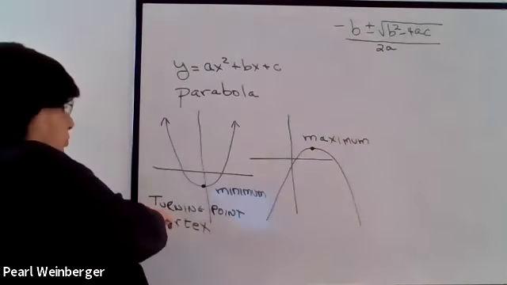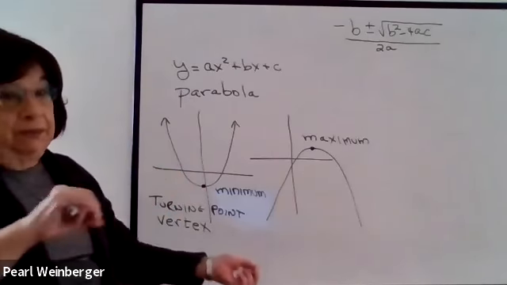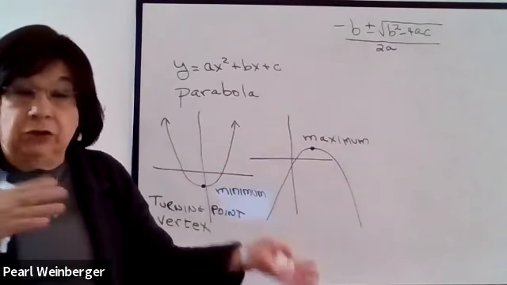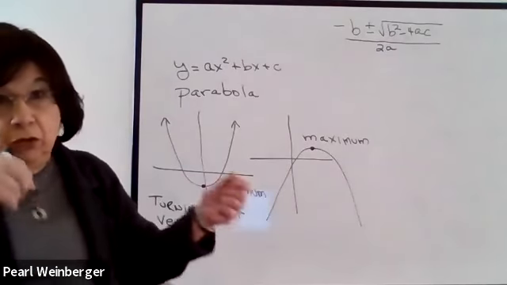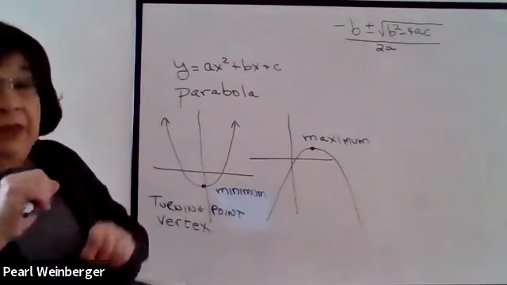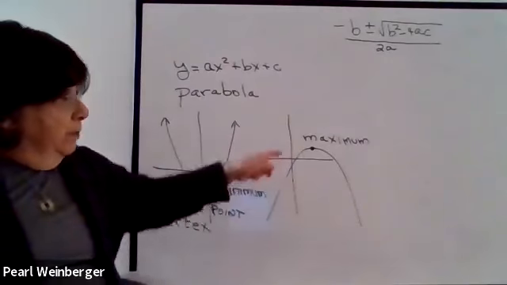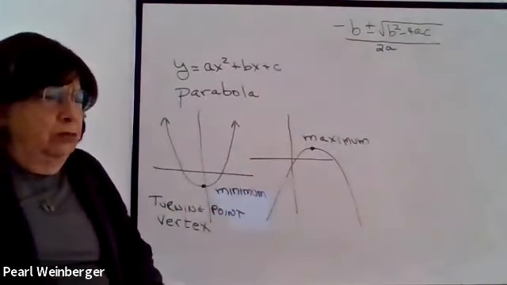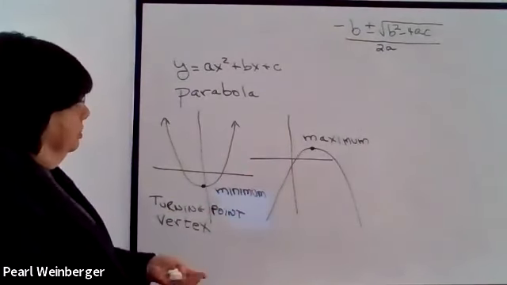Notice when I use the word turning point or vertex, I'm not specifying is it a high point or a low point, but when I use the term minimum point, then you know that you have a U-shaped parabola opening up with the bottom. And when you have a maximum point, you have an upside down U-shaped parabola, and it's called the maximum point.